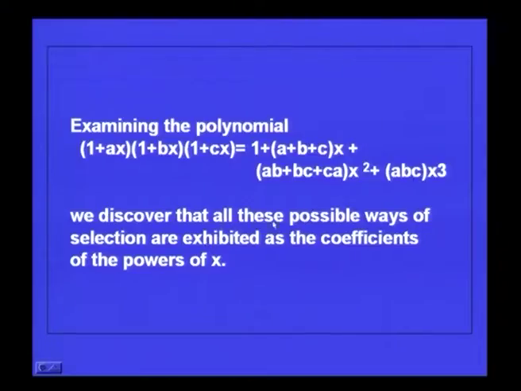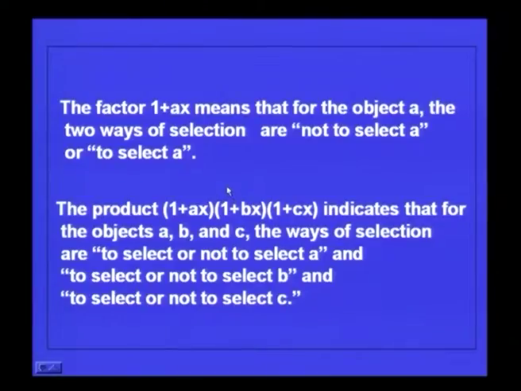Now, we discover that all these possible ways of selection are exhibited as the coefficients of the powers of x. Now, how do you interpret this? The factor 1 plus Ax means that for the object A, there are two ways of selection. One is not to select A, that is one way of doing it, and another one is to select A. So, one means not selecting A, the other is selecting A, Ax. So, it is represented like this.